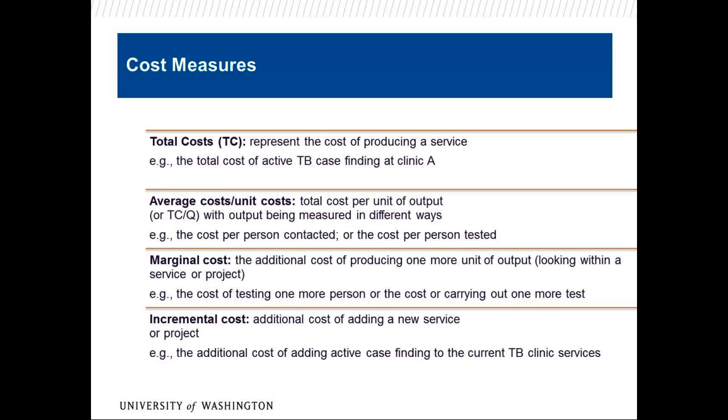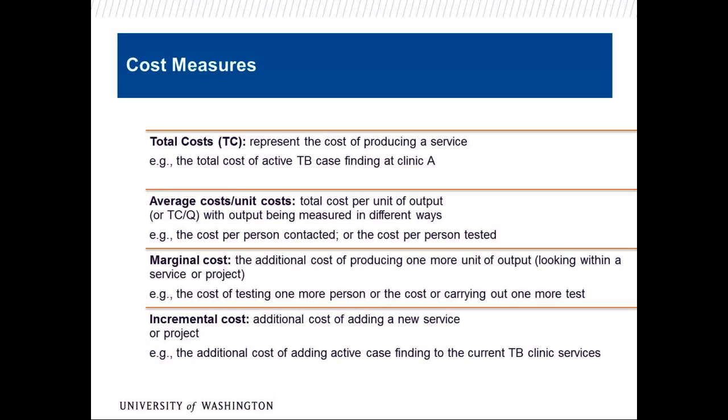A marginal cost is the additional cost of producing one more unit of that good or service. So imagine that you already have a TB screening program in place. You right now reach 120 people. The marginal cost is the cost of reaching that 121st person.